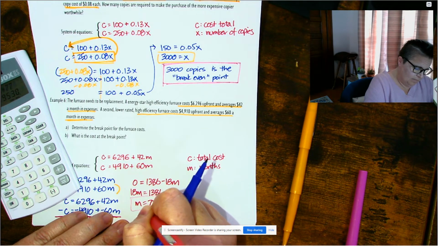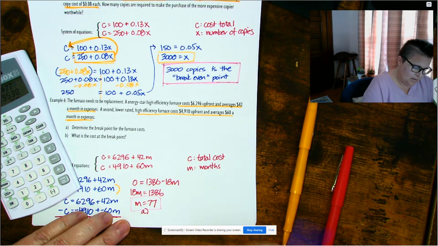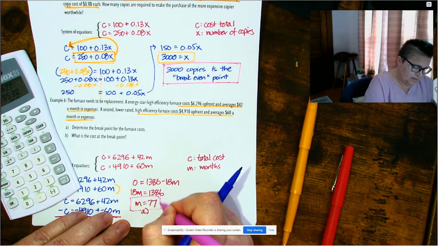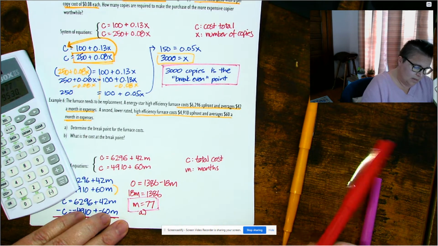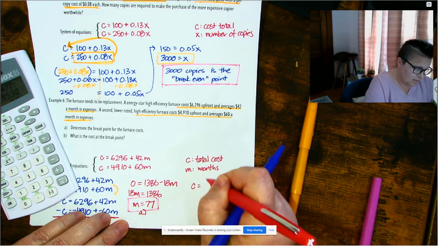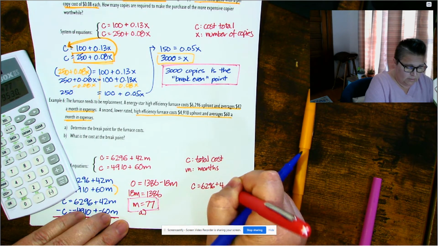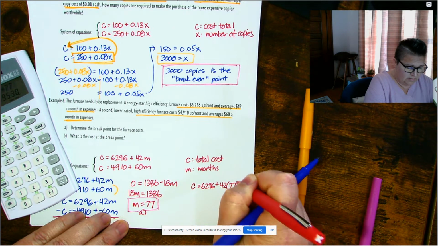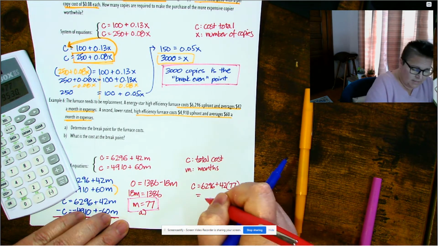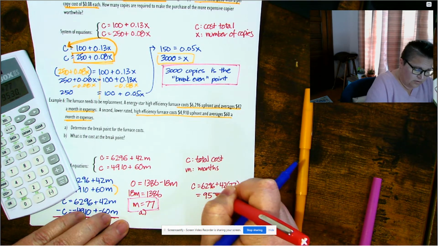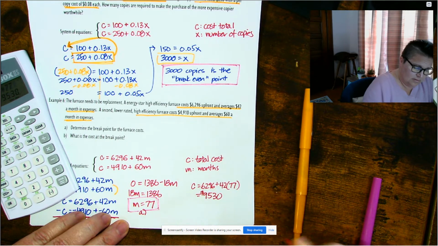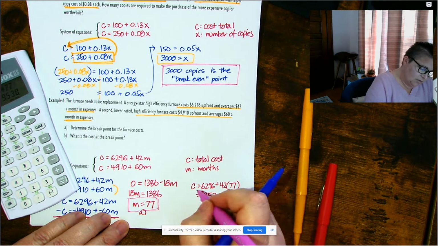That's part A. A is the number of months, which is 77. In order to find the cost at those months, I should do 6296 plus 42 times that 77. And that's going to give me $9,530. That's my answer for the cost.